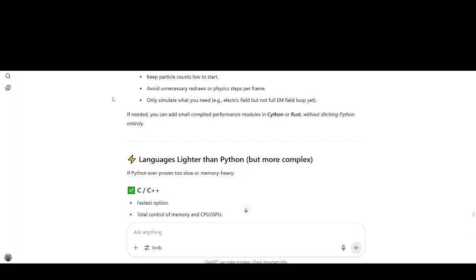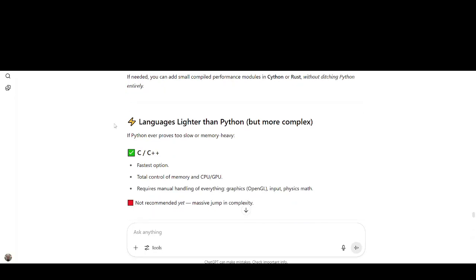Okay, only simulate what you need. Electric field, but not the full EM field loop yet. If needed, you can add small compiled performance modules in Python or Rust without ditching Python entirely.